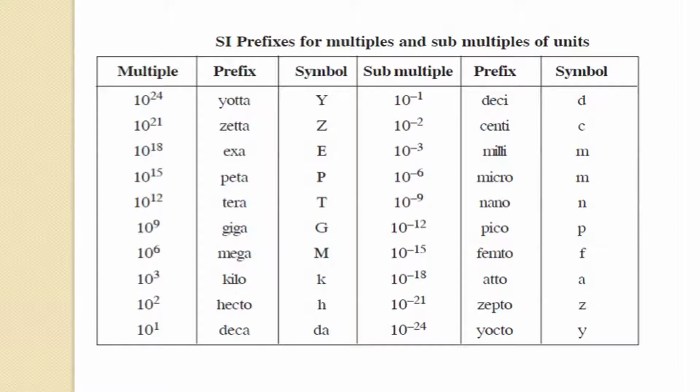And going back to very small quantity, milli stands for 10 to the power minus 3. Micro stands for 10 to the power minus 6. Nano stands for 10 to the power minus 9. But yes, the list goes from 10 to the power 24 to 10 to the power minus 24.